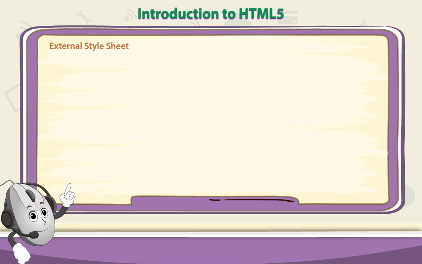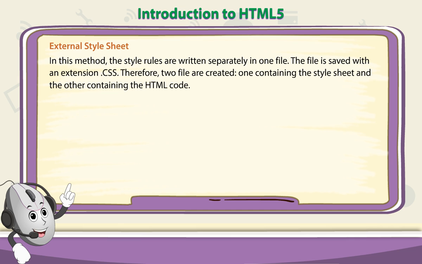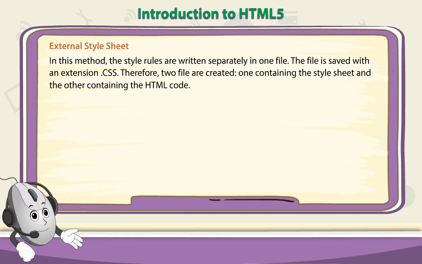External style sheet. In this method, the style rules are written separately in one file. The file is saved with an extension .css. Therefore, two files are created, one containing the style sheet and the other containing the HTML code.